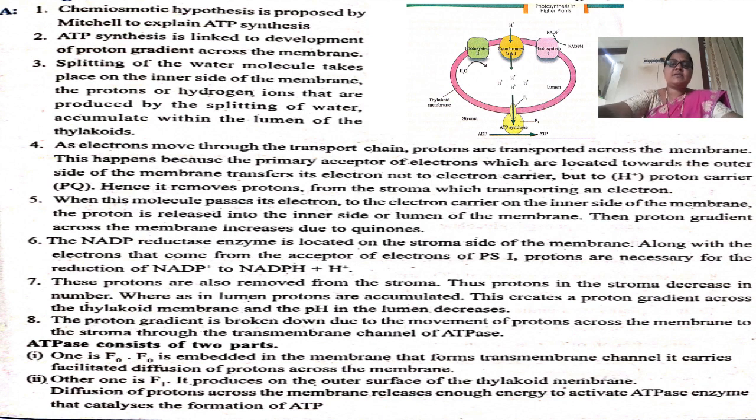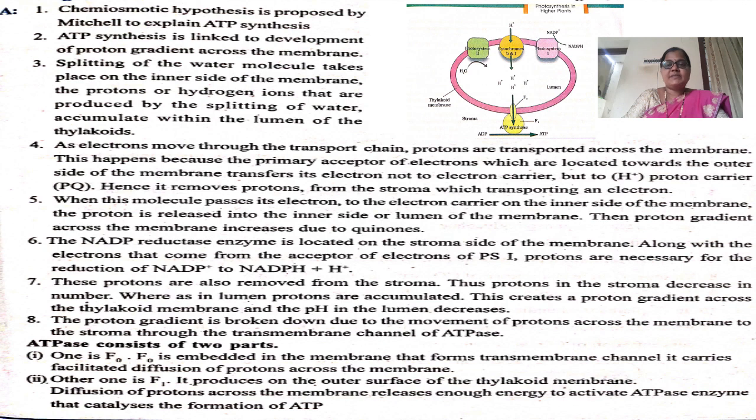The chemiosmotic hypothesis was proposed by Mitchell to explain ATP synthesis. This ATP synthesis is linked to the development of a proton gradient across the membrane.